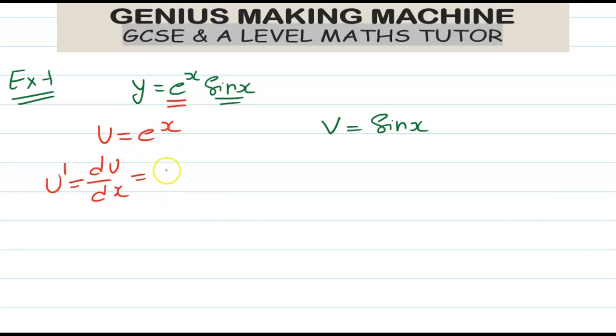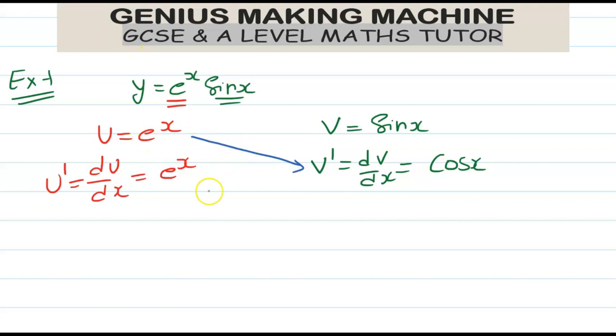So differentiation of e to the power x remains e to the power x, right? Similarly, if you find v dash, so v dash is basically dv over dx, and if you differentiate sin x, d over dx of sin x is cos x. Now what you need to do in a simple way, you can cross multiply. So you can write down u v dash, and then v u dash. This will give you the differentiation, that is dy over dx.